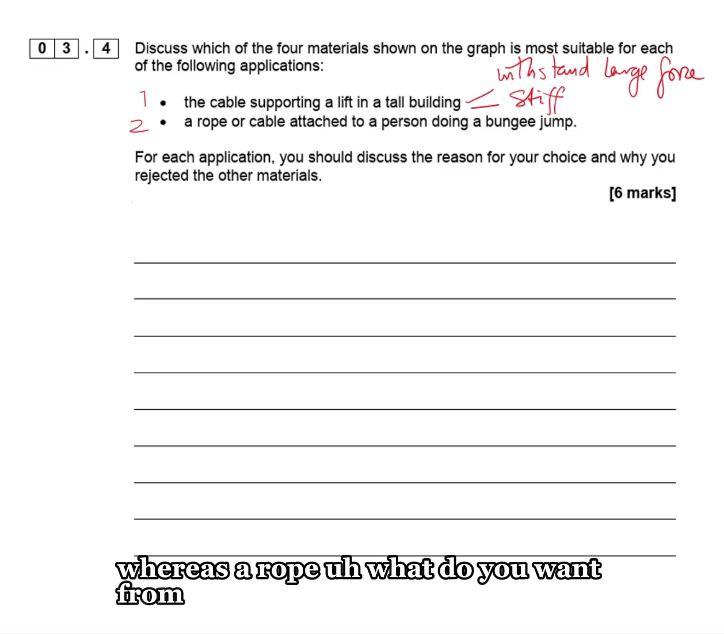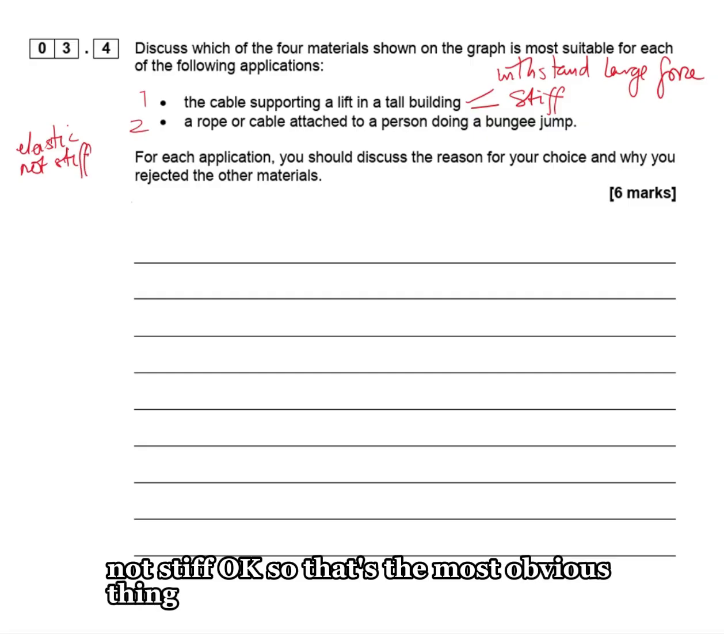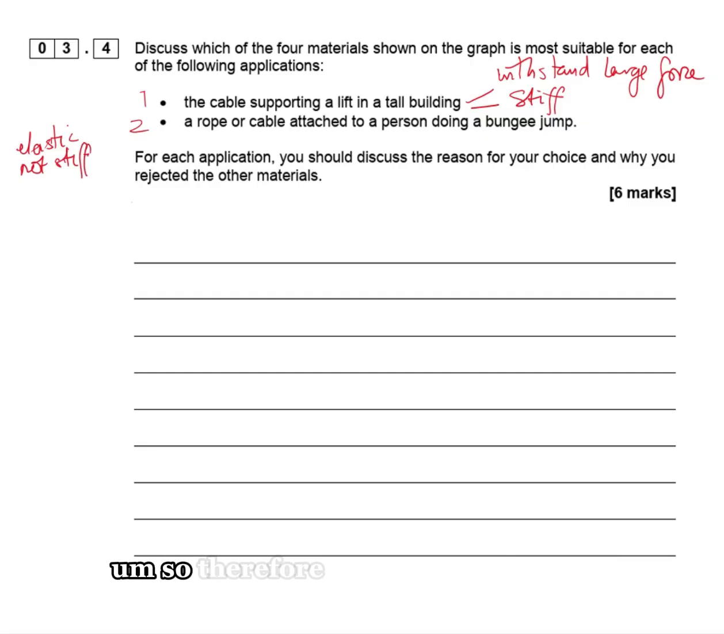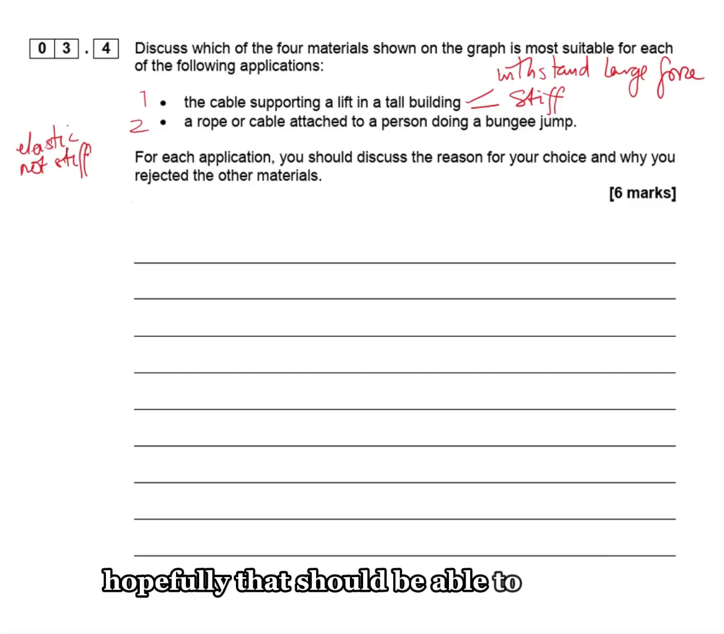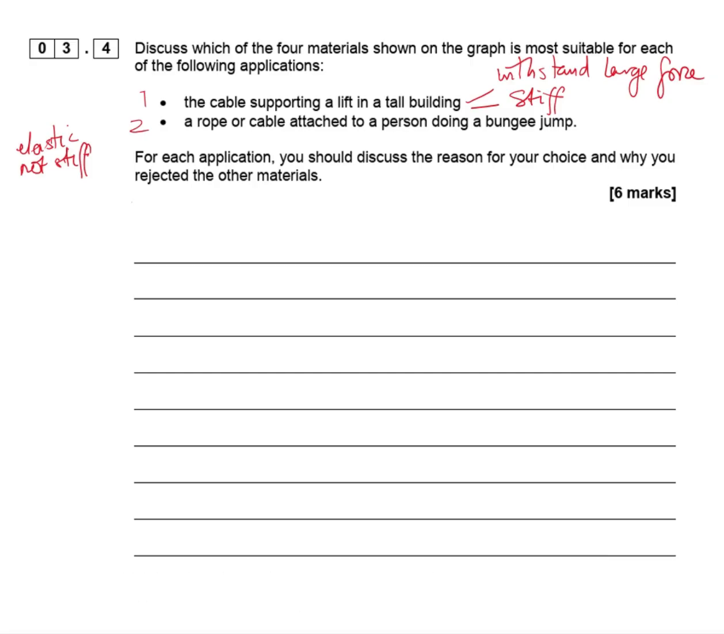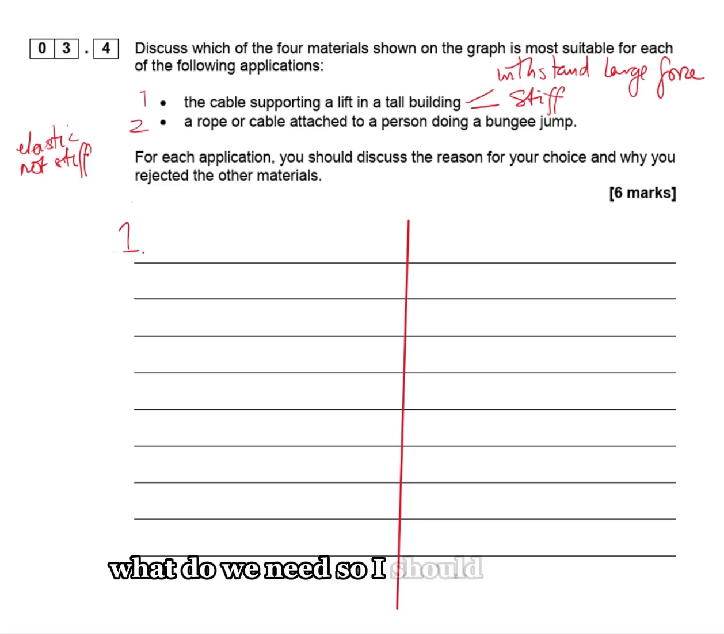what do you want from this bungee rope? You need it to be elastic, not stiff. That's the most obvious thing. So therefore you need it to have a smaller Young Modulus. Hopefully that should be able to inform your answer. So let's look at the first one. I'm going to split the page in two. So you've got number one. What do we need?